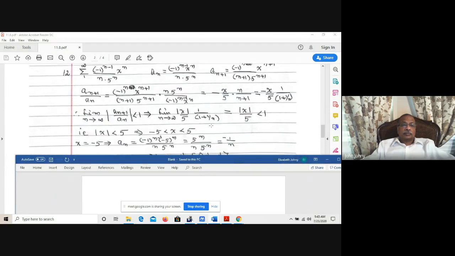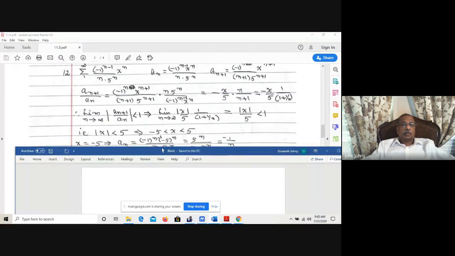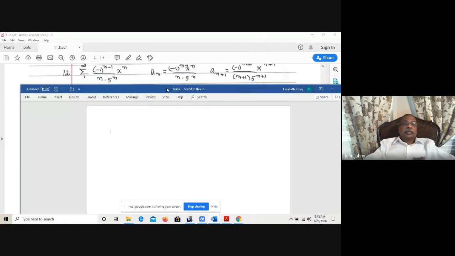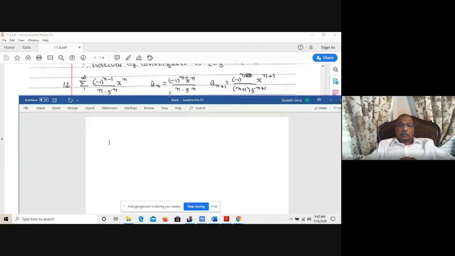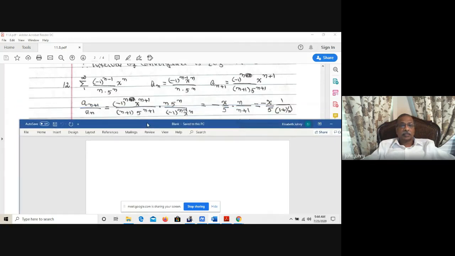Number 12. Sigma n varies from 1 to infinity of negative 1 to the power of n minus 1 times x to the n divided by n times 5 to the n. So an is equal to negative 1 to the power of n minus 1 x to the n divided by n times 5 to the power of n. An plus 1 is equal to negative 1 to the power of n x to the power of n plus 1 divided by n plus 1 times 5 to the power of n plus 1, by replacing n by n plus 1.